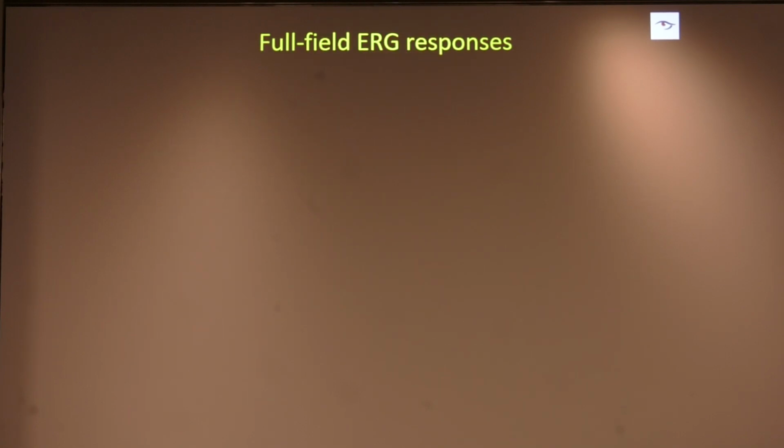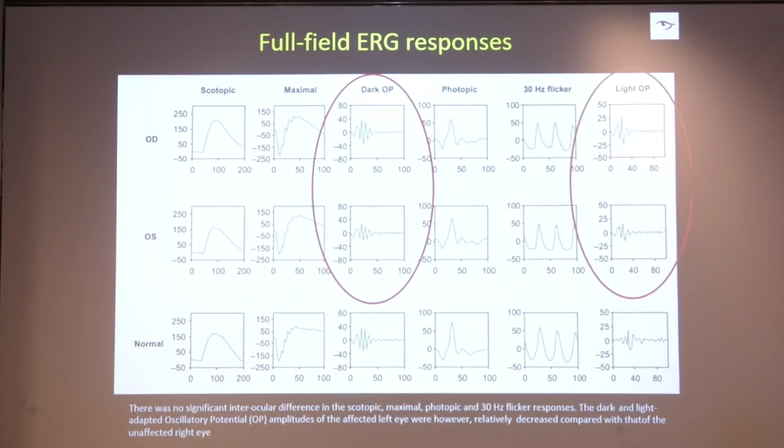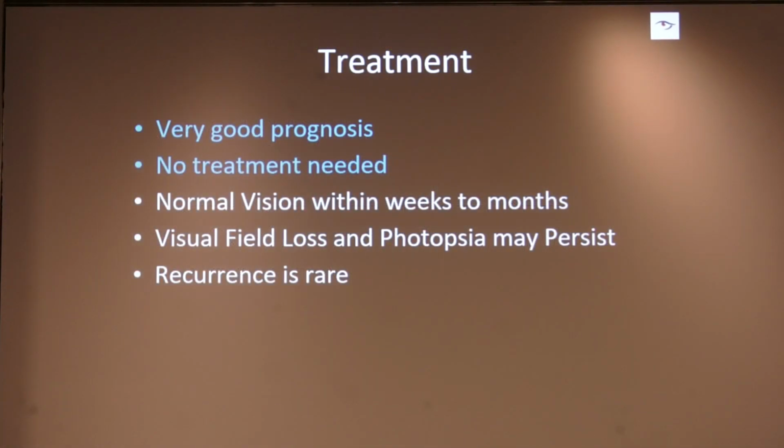So, just giving you an example of how there has been an abnormality in the dark adaptation and the light adaptation. You can see that there is subnormal wave patterns. Treatment usually is very good. You don't need much of it, and they could get back normal vision.